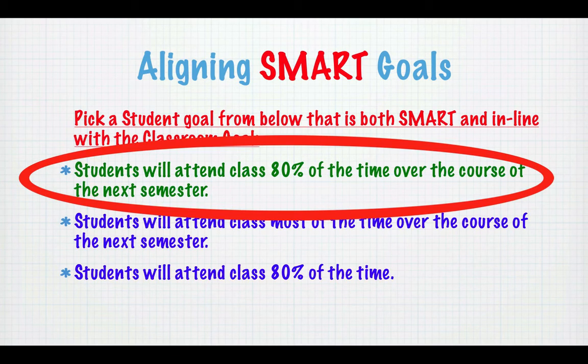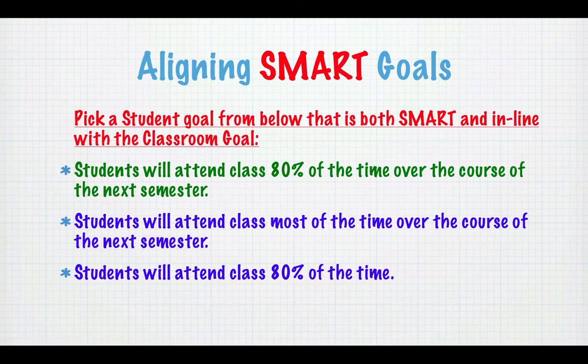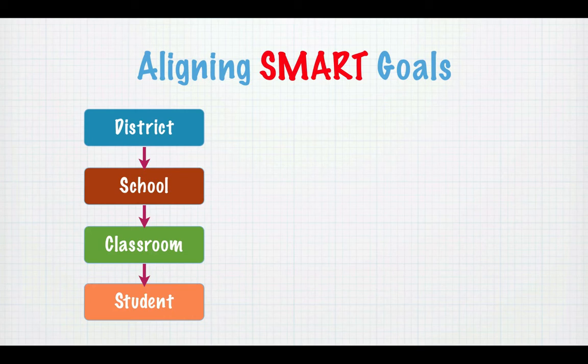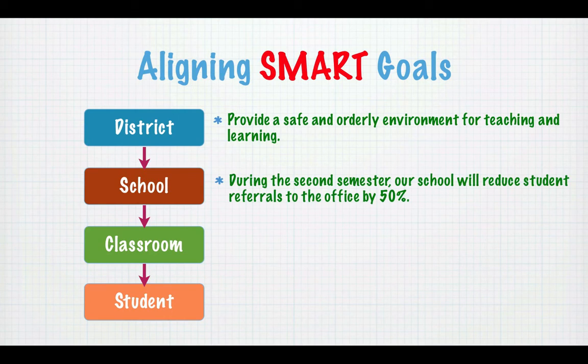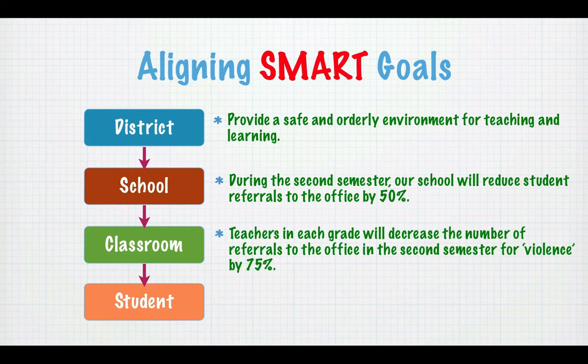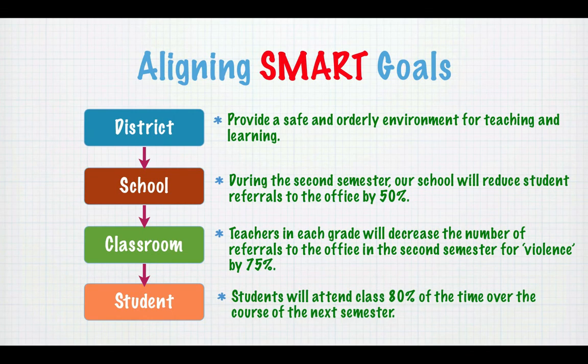I definitely believe the first option is a SMART goal and in line with a classroom goal. Students will attend class 80% of the time over the course of the next semester. So from this example, we have found that by keeping goals SMART, available, and in line, we can take control of the learning and monitor our progress.